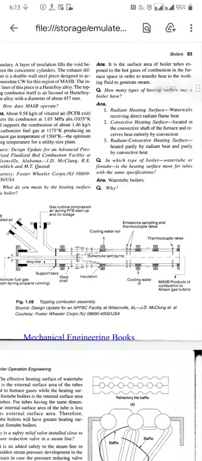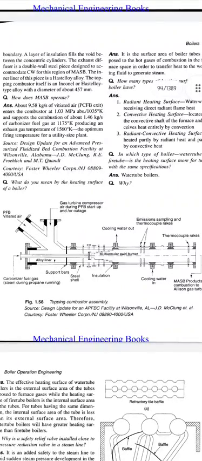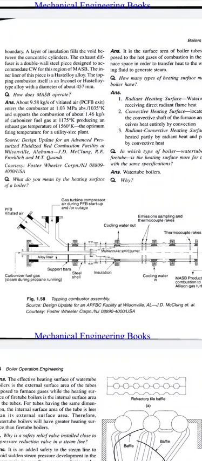This is page number 83. In this diagram we can see the topping combustor assembly. In here we can see the carbonized flue gas inlet is on the left side of the diagram. It has PFB vitiated air and gas turbine compressor air during PFB startup and/or outage.